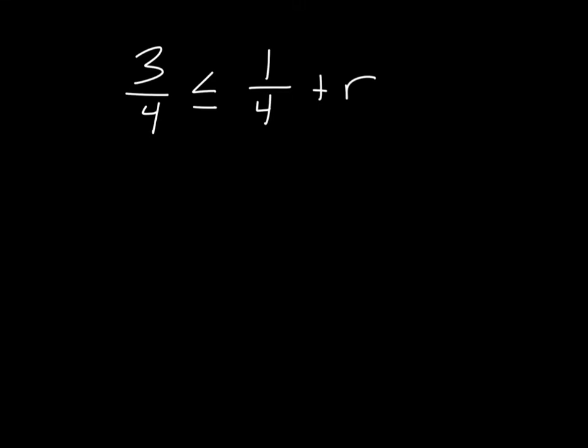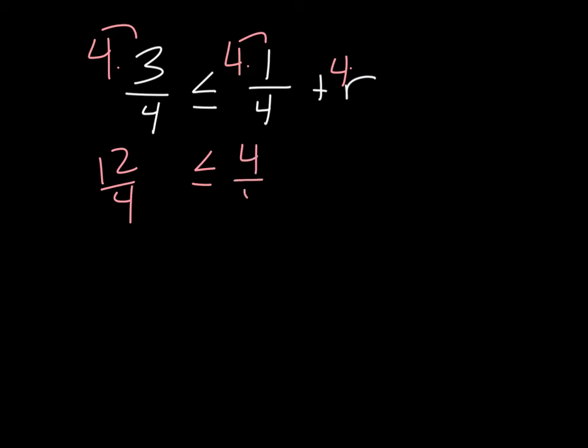Okay, on this particular problem, notice that the denominators are both 4, so that is going to be my common denominator. One method is to get rid of the denominators. So if I multiply every single term by the common denominator, now there's a couple methods. 4 times 3 is 12, so 12 divided by 4, less than or equal to 4 times 1 is 4 over 4, and of course 4 times r is 4r. Well, let's clean this up.